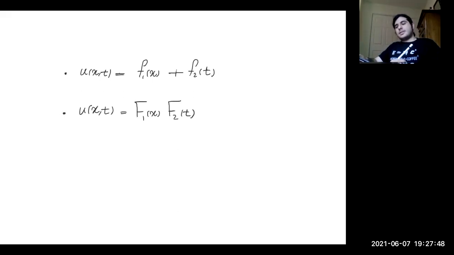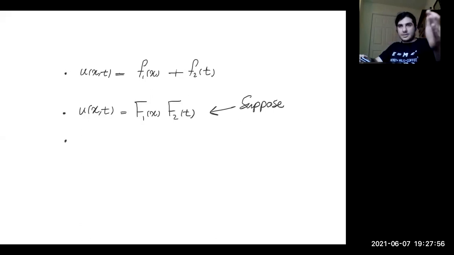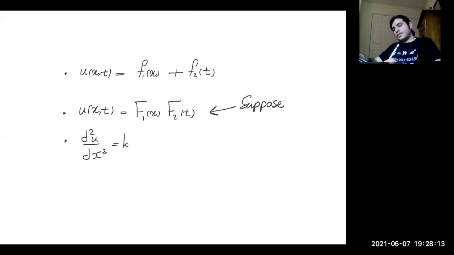So let's just assume that. Suppose we can write u as the multiplication of two functions. One is a function of x, and the other one is a function of t. So our equation says the second derivative of u with respect to x is equal to k times the derivative of u with respect to t. So let's do that.